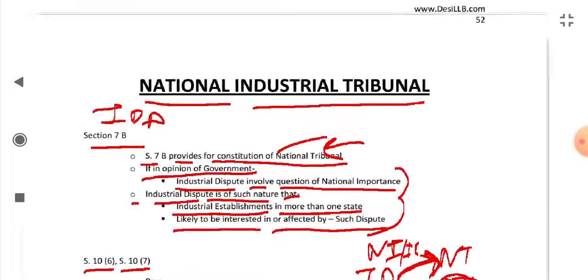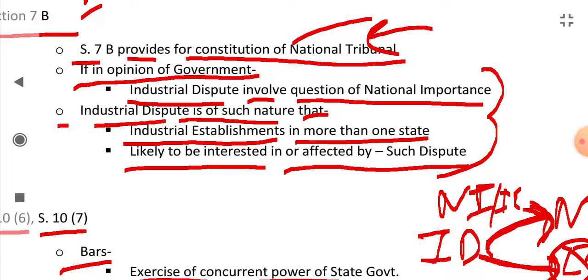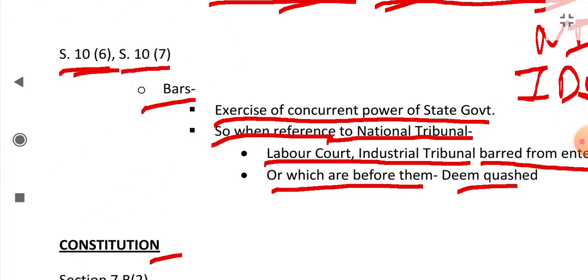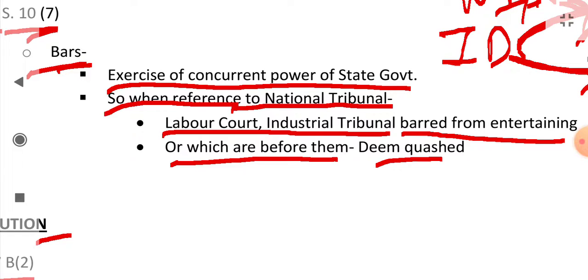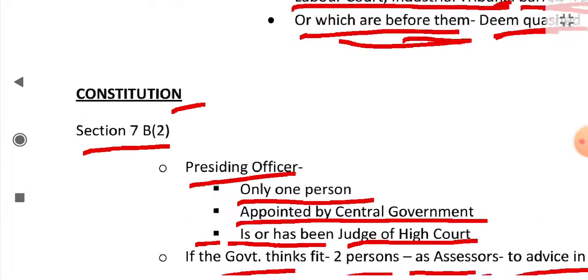So now let's have a quick summary. National Industrial Tribunal. Section 7B provides for the constitution of a National Tribunal if, in the opinion of the government, the industrial dispute involves a question of national importance, or is of such nature that industrial establishments in more than one state are likely to be interested in or affected by such dispute. Section 10(6) and 10(7) bar the exercise of concurrent power of the state government. So when the matter is referred to the National Tribunal, labor courts and industrial tribunals are barred from entertaining such disputes, or those already before them will be deemed quashed. Now the National Tribunal will adjudicate them.